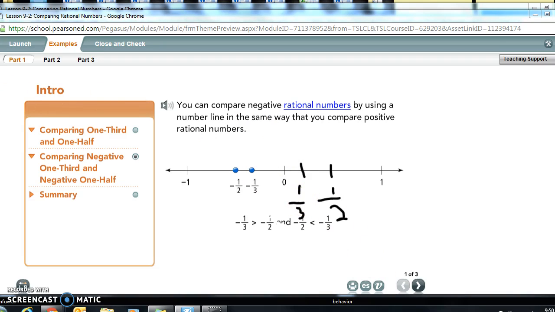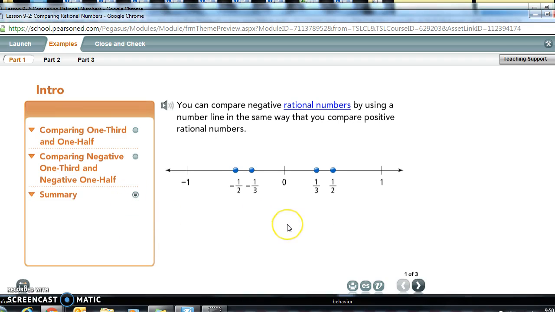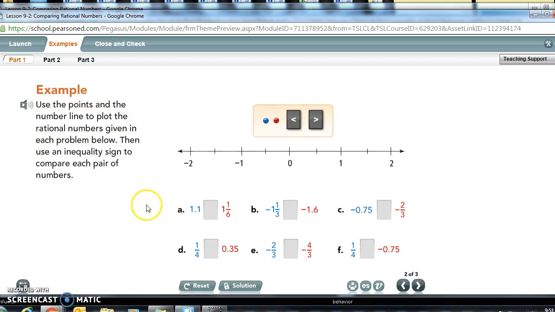1/3 is equal to 0.33, okay? And 1/2 is equal to 0.5. So that means negative 1/3 is equal to negative 0.33, and negative 1/2 is equal to negative 0.5, or negative 5/10. I think about money. I would much rather owe somebody negative 33 cents than negative 50 cents. On a number line, numbers increase from left to right, and numbers decrease from right to left. Okay, go to flip your notes over. It should say example with this problem.